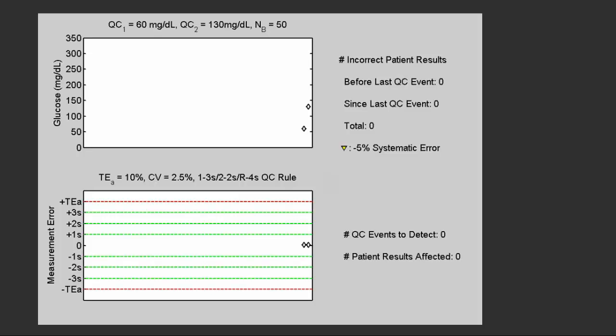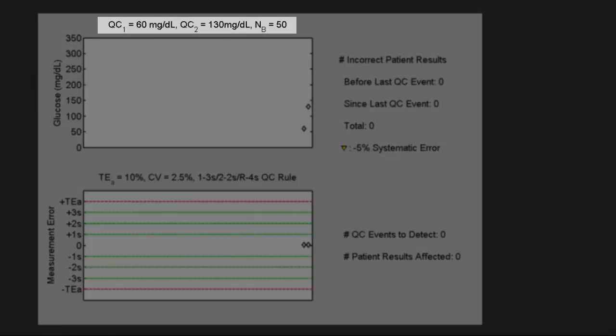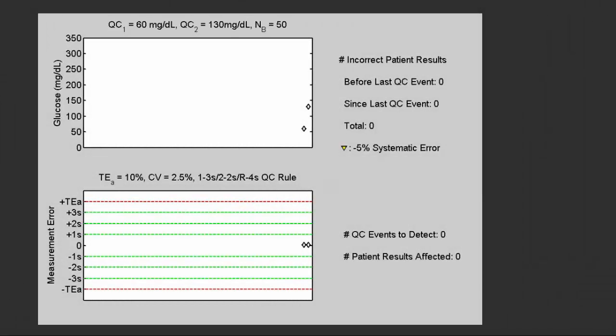The upper panel shows the same timeline for glucose results. The lower panel shows measurement errors again. But now we are going to include quality control results as part of the testing stream. We're going to test two levels of QC material every 50 patient samples. Level 1 is at 60 milligrams per deciliter, and Level 2 is at 130 milligrams per deciliter. The diamonds represent the QC results.